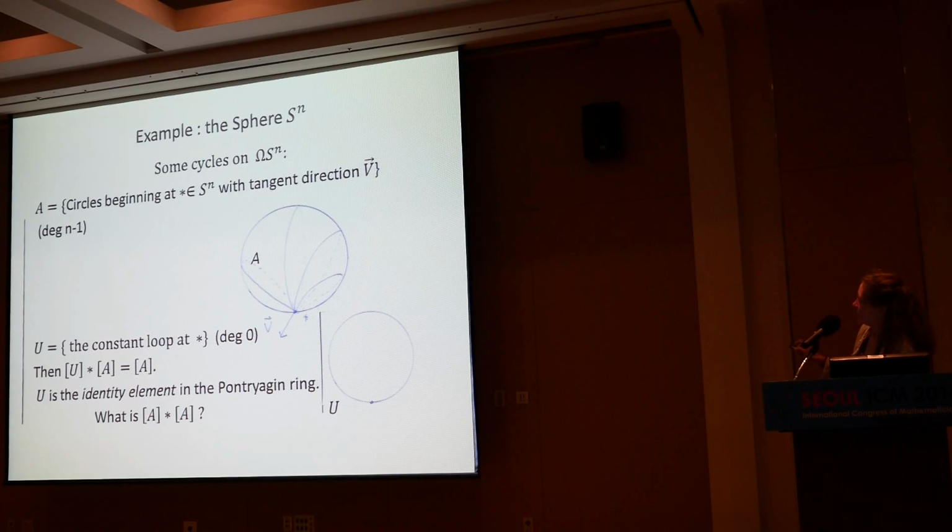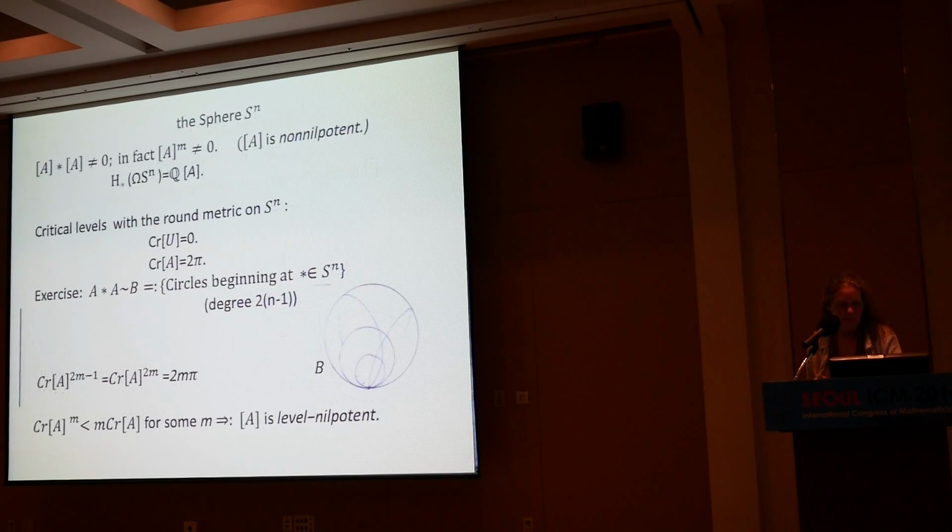So a typical loop in A star A consists of two of these loops glued together. Now, what is A star A? Well, it turns out it's not 0. In fact, if you take the m-fold Poincare product of A with itself, it's never equal to 0. And we say that A is non-nilpotent in the Poincare ring. And in fact, the homology of the base loops is a polynomial ring in this generator A. This Q is just a coefficient. If we had different coefficients, this Q would be different.